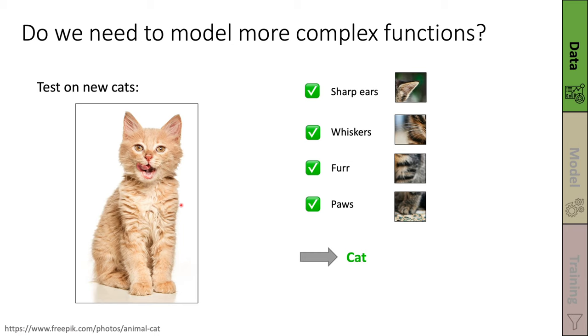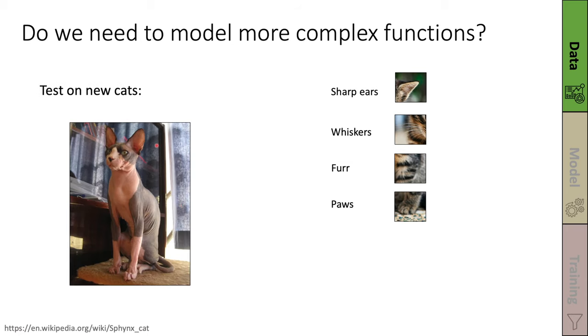Now, what happens if I show you another picture? What about this cat? Well, our classifier will say, it has sharp ears, yes. Does not have whiskers, does not have fur, does have paws though. However, our classifier is very limited and can only decide whether it is a cat or not based on the features that we defined. And the features say it's not a cat. So our classifier doesn't recognize this as a cat, though this is a cat.